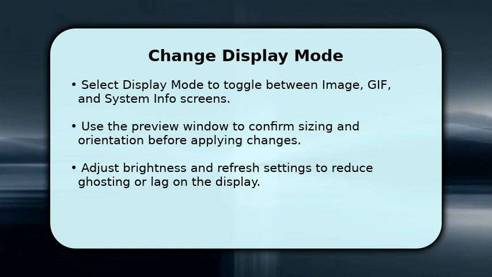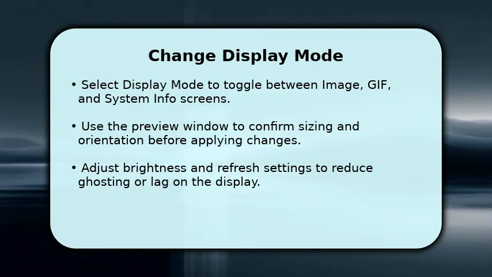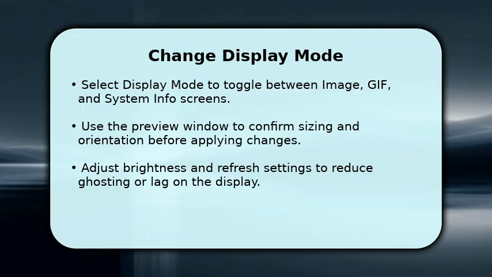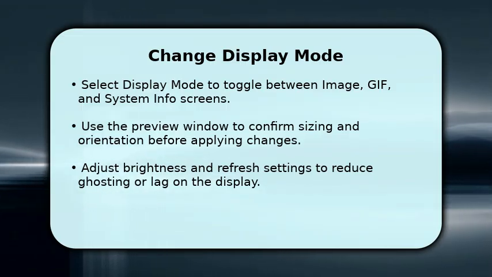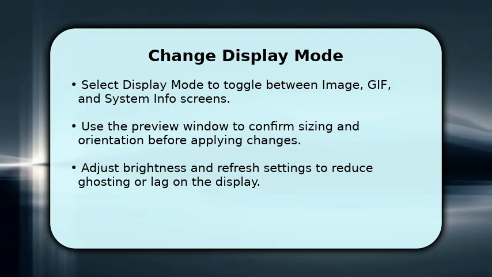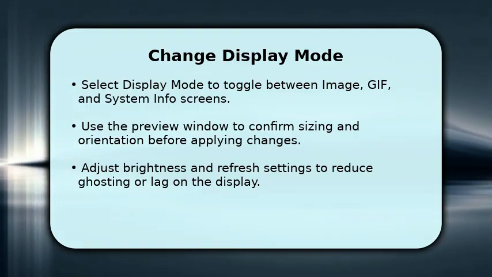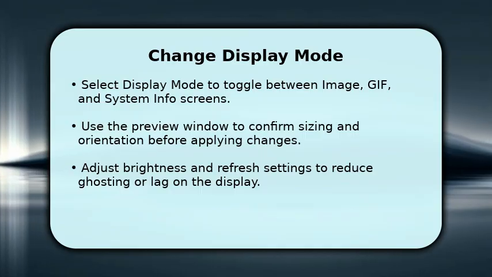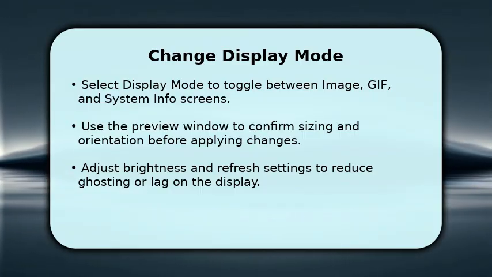Start by opening the Kraken display panel in CAM and choosing your preferred mode. For images, click Upload and crop to match the screen ratio. For GIFs, trim the file length to avoid stutter. If you pick System Info, select which sensors show and set update intervals. Test each change with the preview and apply only when satisfied to avoid unnecessary restarts or file re-uploads during use.